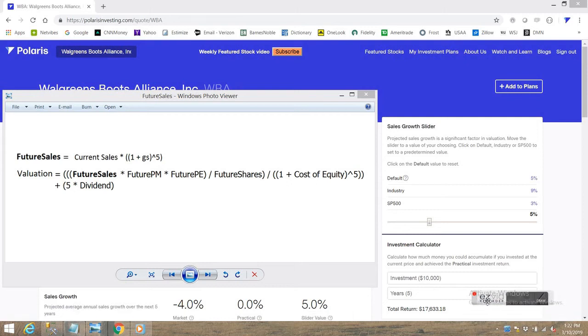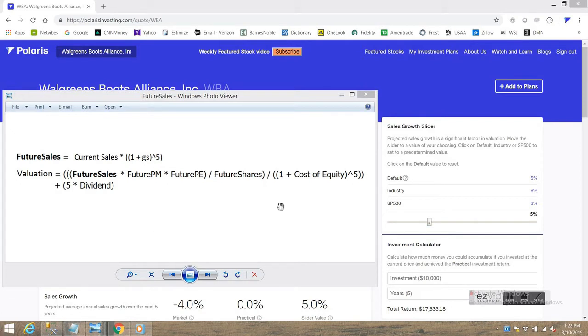It's a continuation of the series on the valuation formula used by PolarisInvesting.com. The first video in the playlist talked about the valuation formula itself. This and subsequent videos discuss specific inputs used in the formula. In this video, we'll be talking about the sales growth input. Sales growth is the most impactful input used in the valuation formula.